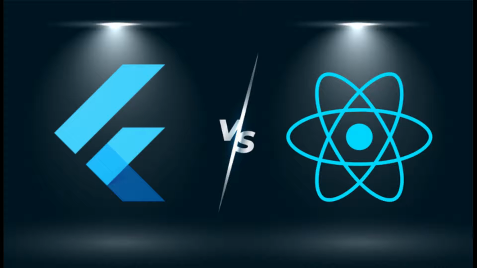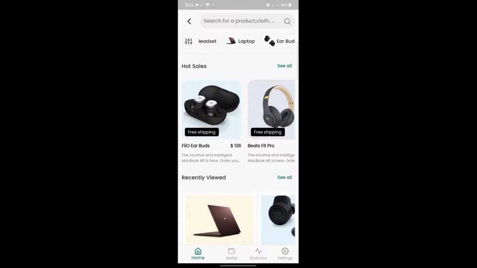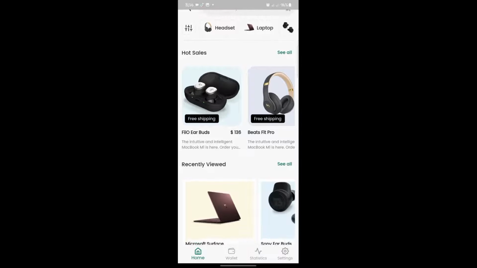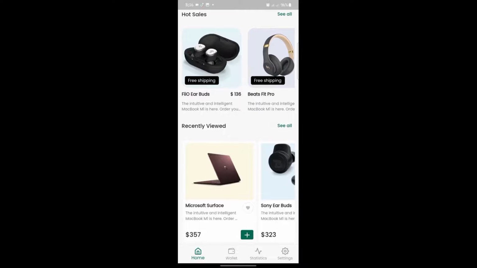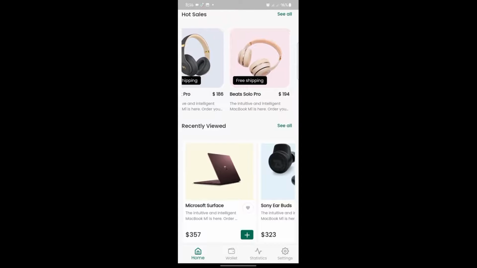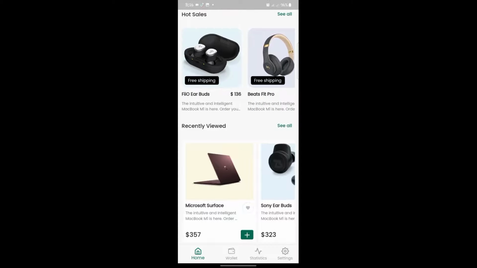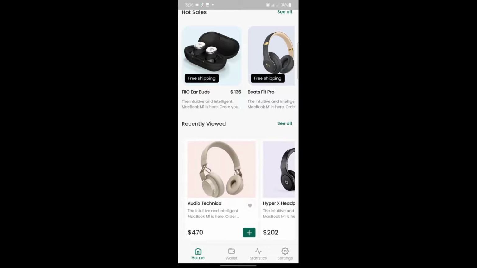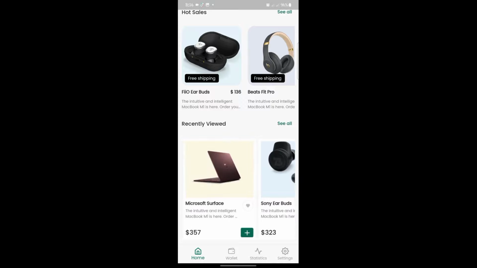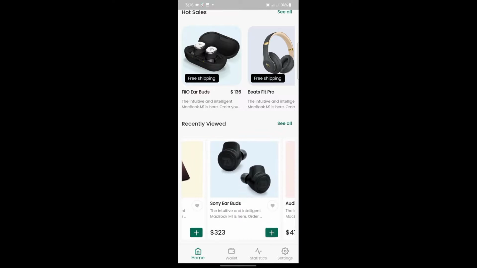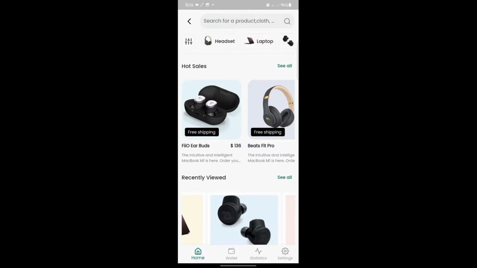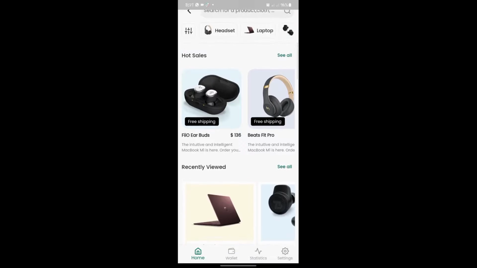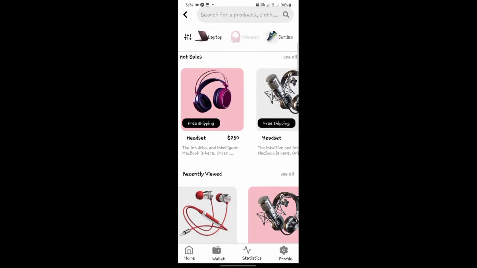So with that said, let's jump right in. So here is Jeron's work with Flutter. And also here is my work with React Native.